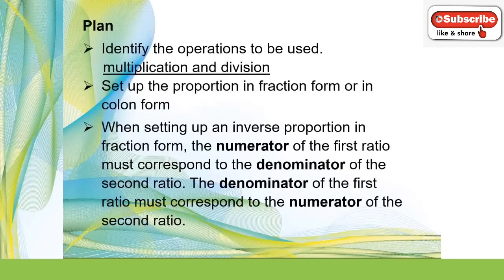Next, make a plan. Your plan includes identifying the operations to be used, which are multiplication and division, then setting up the proportion in fraction form or in column form. When setting up an inverse proportion in fraction form, the numerator of the first ratio must correspond to the denominator of the second ratio. The denominator of the first ratio must correspond to the numerator of the second ratio.